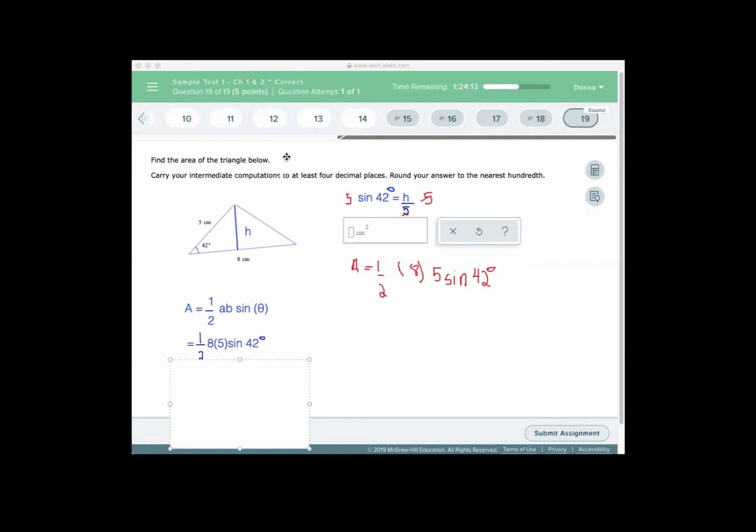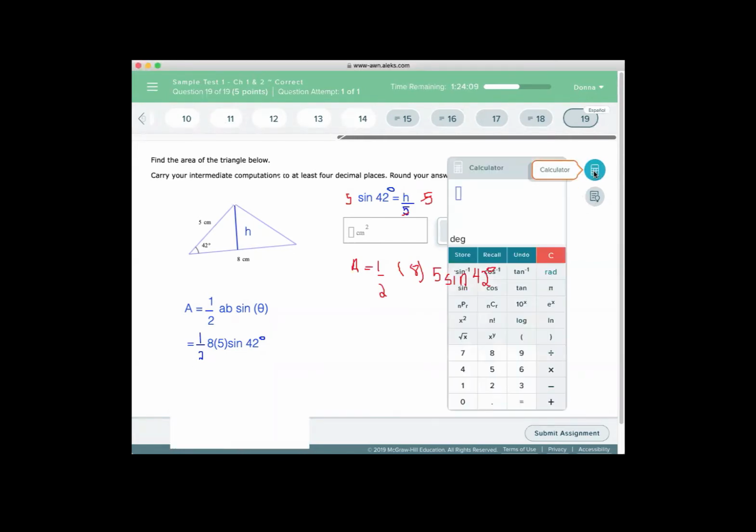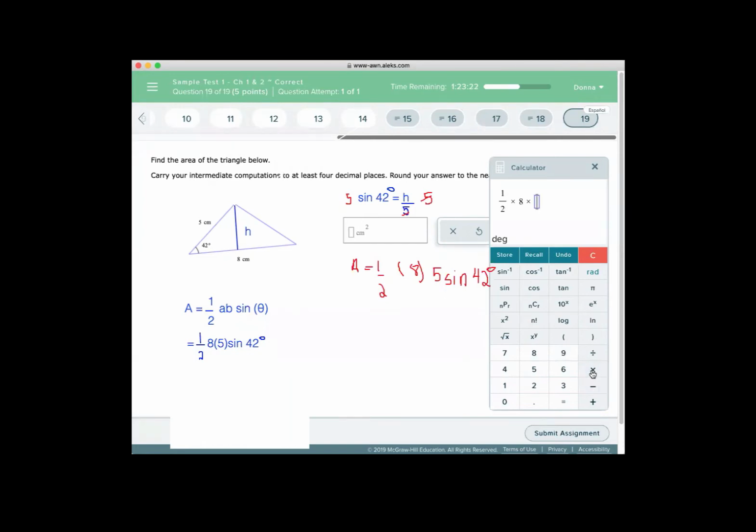So we'll open up the ALEKS calculator and compute that so we can find our answer to the nearest hundredth. 1/2 times 8 times 5 times the sine of 42 degrees. We want to make sure our calculator is in degree mode, and it is, and that will give us the area. So we get 13.38.